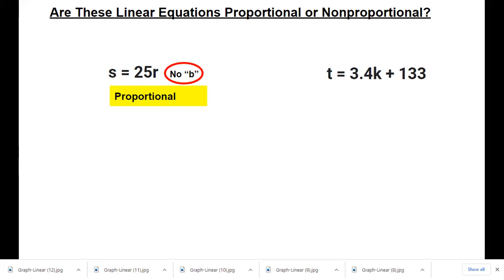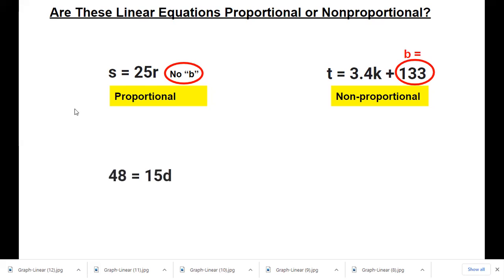How about t equals 3.4k plus 133? That is non-proportional because it has a b. It has a y-intercept different from 0, 0. How about 48 equals 15d? 48 equals 15d. What about that? That's non-proportional. There's only one variable. Did you notice that? All the others have two variables.